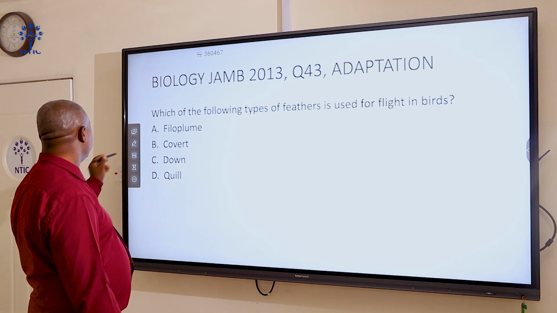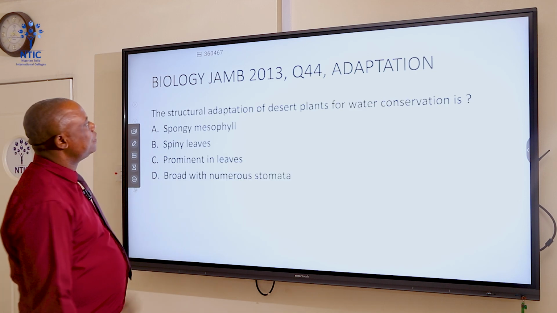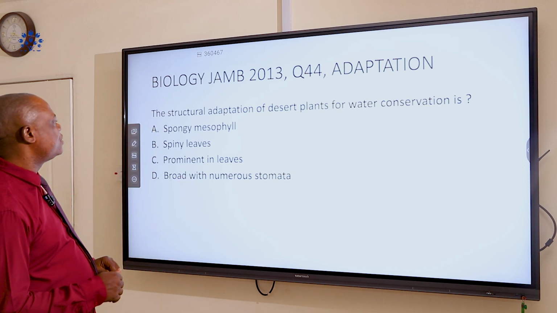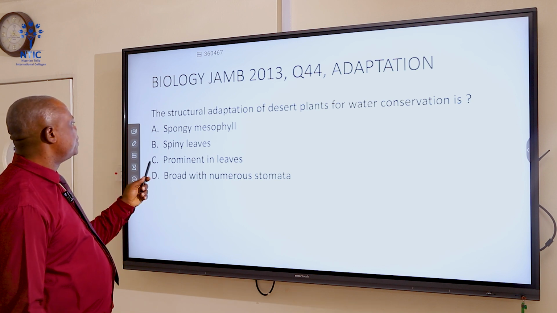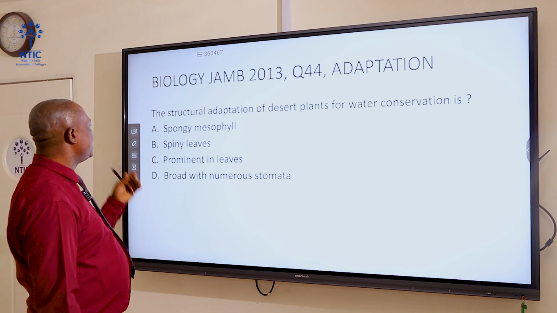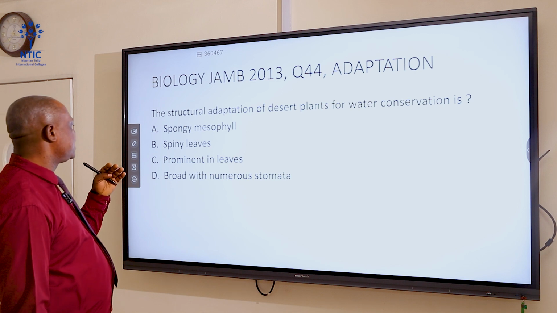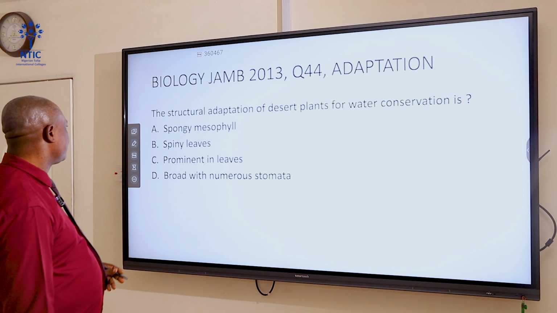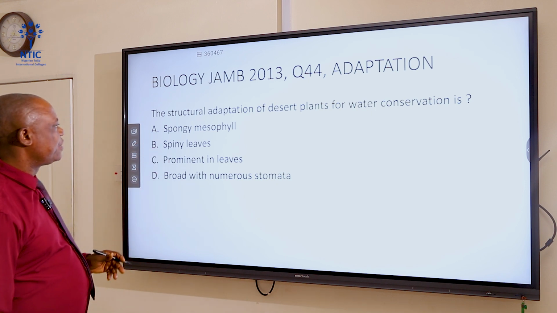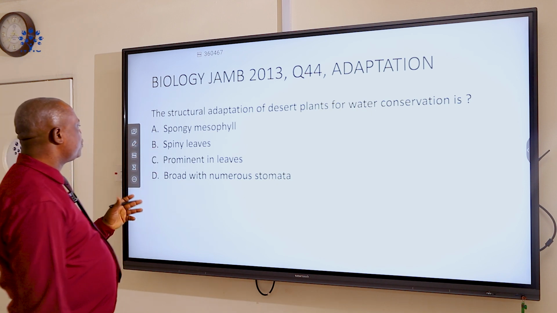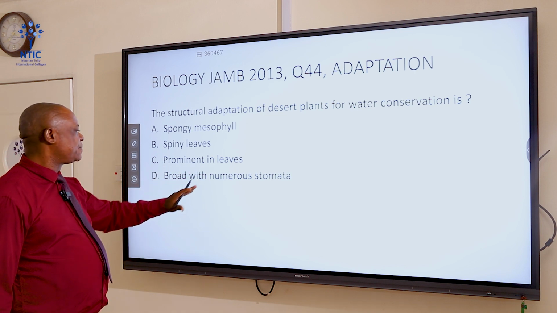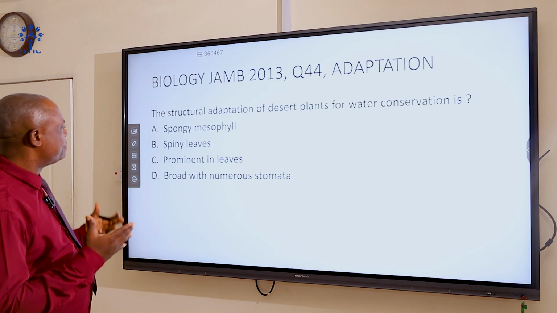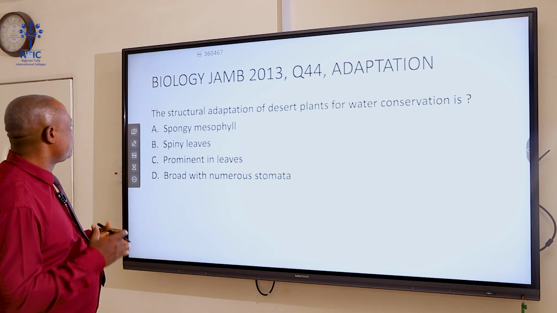Question number 44. The structural adaptation of desert plant for water conservation is A. Spongy mesophyll, B. Spiny leaves, C. Prominent leaves, D. Broad leaves with numerous stomata. Spongy mesophyll will not help them to conserve water. Prominent leaves means they have a very broad leaf. Their leaf is so prominent that it will release water.